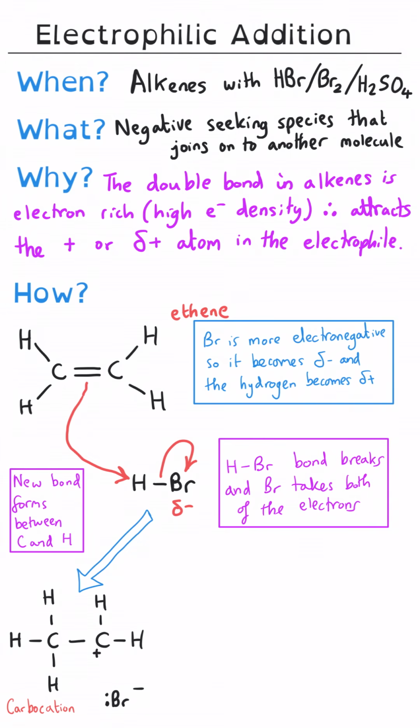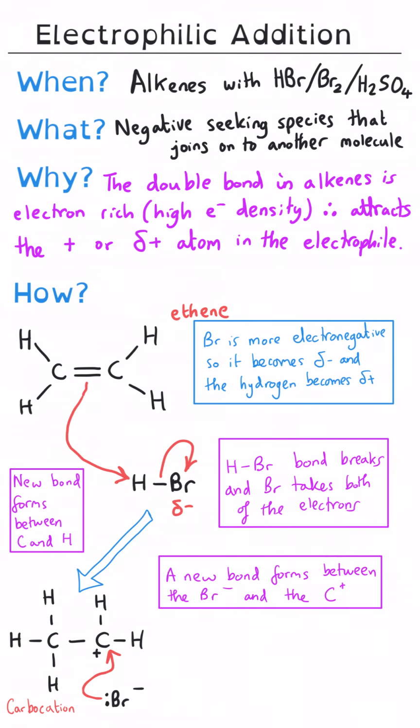The bromide ion that has now formed has got that lone pair of electrons that it's just taken from the bond that it broke, and so it will now be attracted to the positive carbon. And so the final step of this mechanism is for the lone pair to form a new bond to the carbon that is currently positively charged. And so that's what this third curly arrow means.